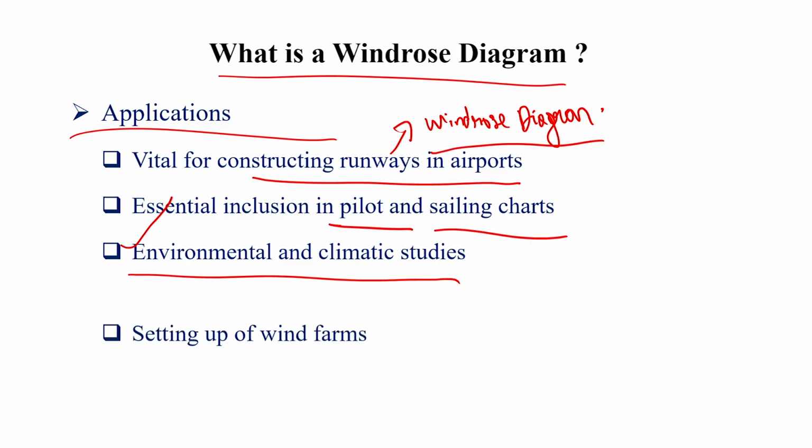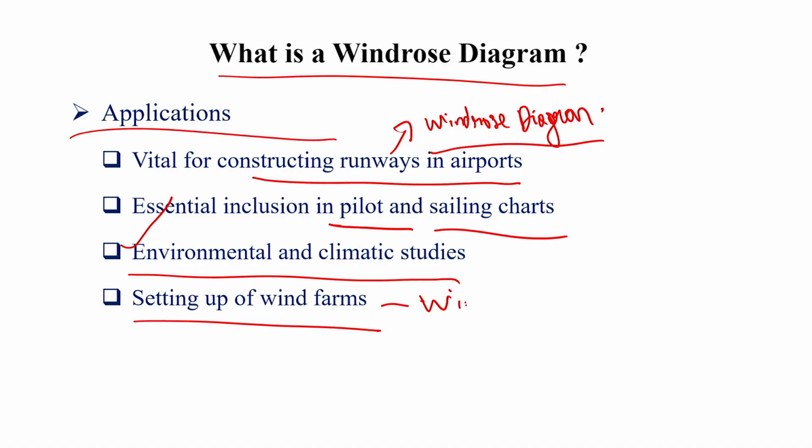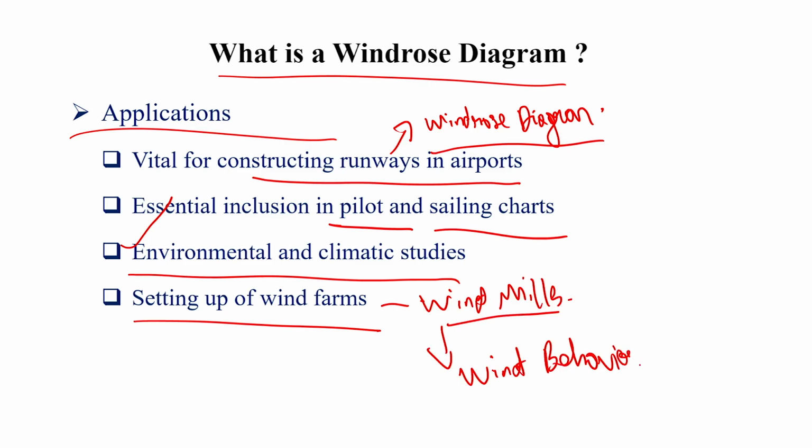And the next one is your setting up of wind farms. So, this is a very important example. If I am planning to set up a wind farm, if I am planning to put up a farm where I can set up my windmills, especially for windmills, I need to know my wind behavior, which is also again given by my Windrose diagram.